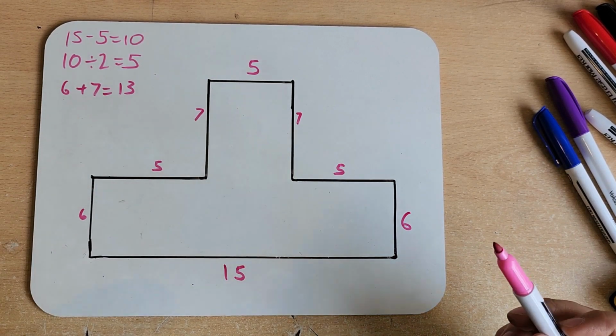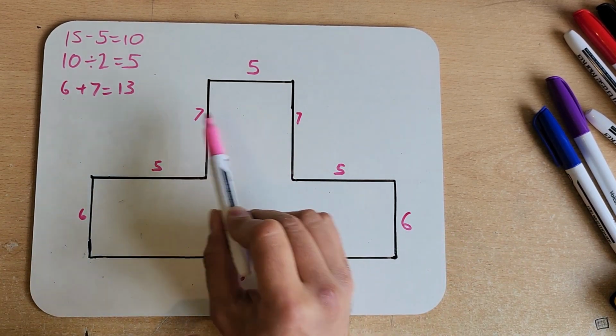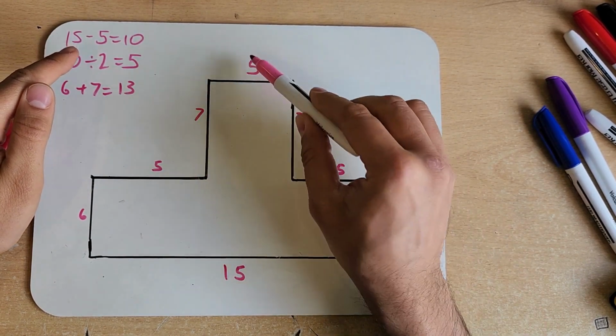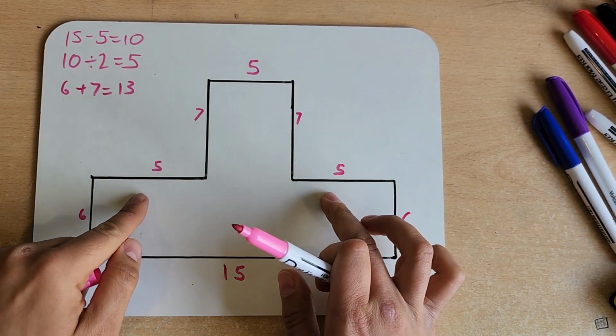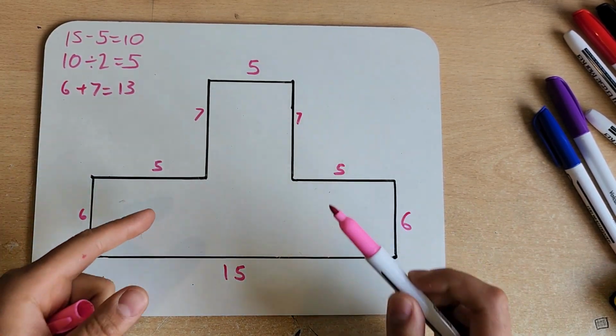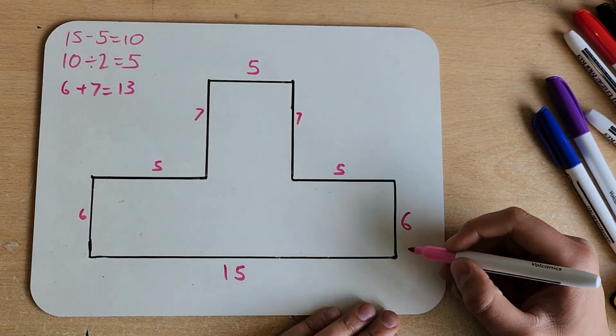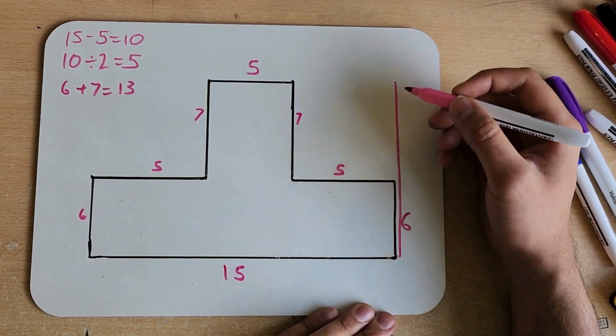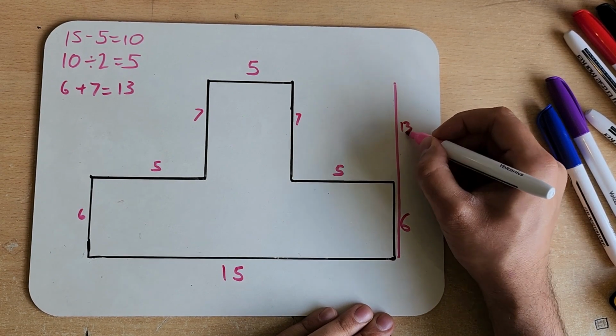Okay, so here, 6 and 6, these were equal. 7 and 7, they were equal. What you want to do is 15, the total, take away this part. And then I said these were equal, so we can split them equally, divide by 2, and that gives us 5 and 5. And not that anybody really asked or was interested, but here, this length in total is 13.